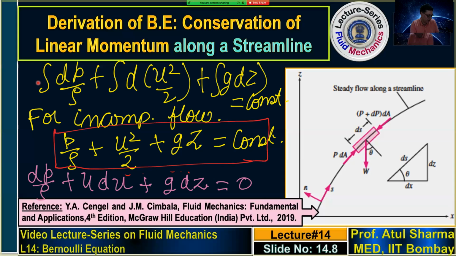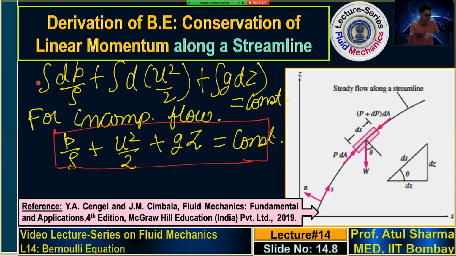Now, if you see this equation, you will realize that each term corresponds to an energy per unit mass. I will show you. This is mgz divided by mass. This is mu square by 2 divided by mass. And this is p divided by rho into mass.